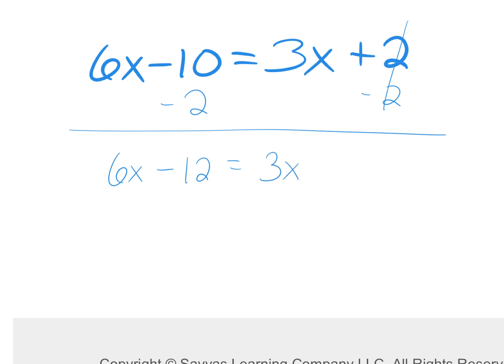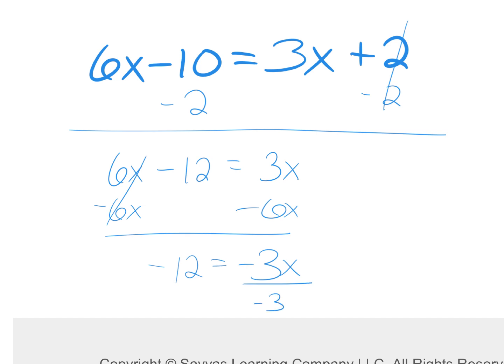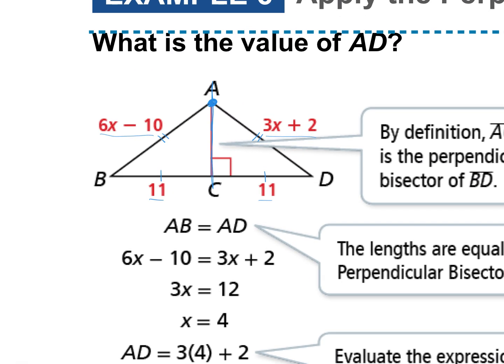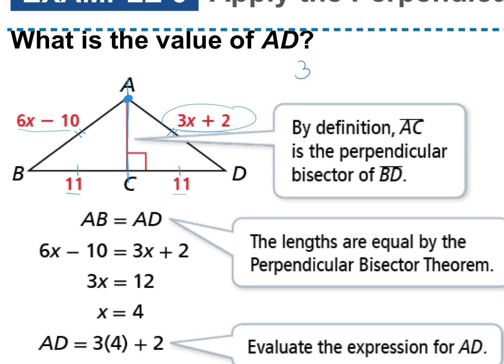What's next? Yep, two-step algebra. So I have negative 12 equals negative 3x. Last step. Divide by negative 3. X equals 4. If I wanted to know the value of AD here, what do I do? I would plug in 4, right? When I plug that in, does it turn into this?